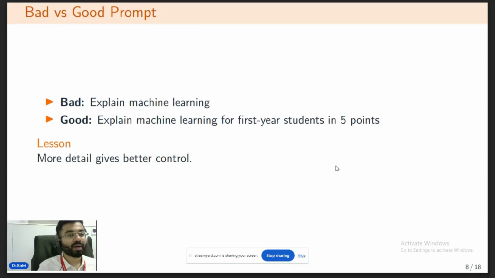Now, what exactly is a bad versus a good prompt? Let us look at a bad prompt, which is asking what is machine learning. If I just write what is machine learning, or explain machine learning, we could say that is some kind of bad prompting. For good prompting, we have to explain it in a much better manner. So we have: explain machine learning for first year students in 5 points. Let us switch to ChatGPT and see how this works.